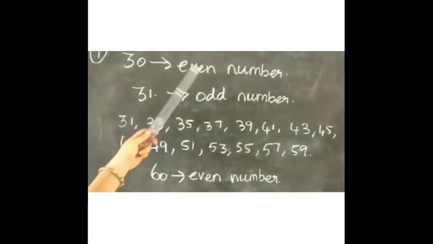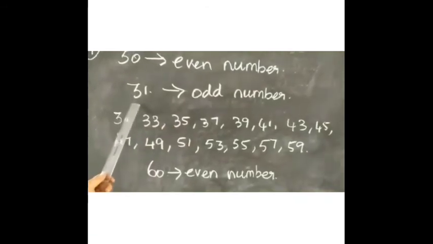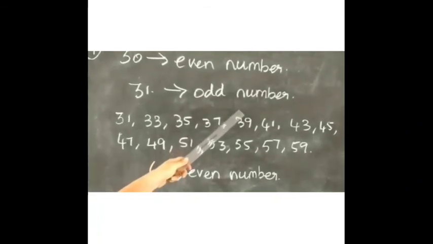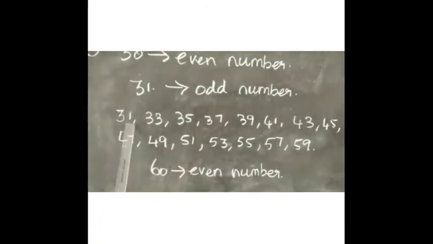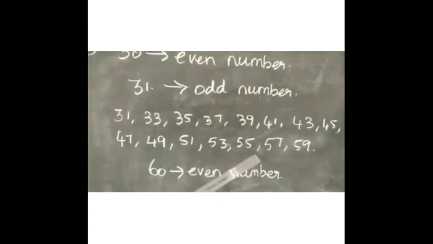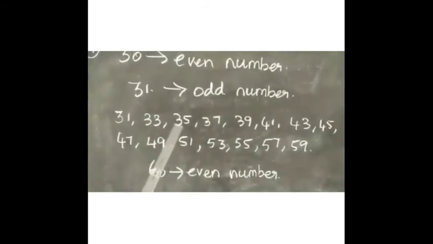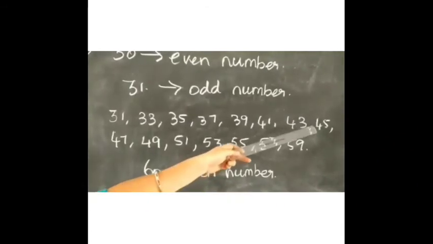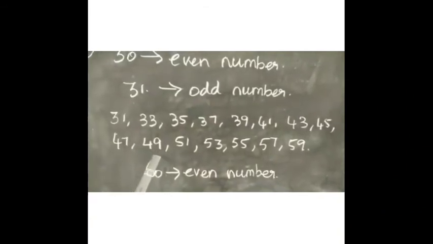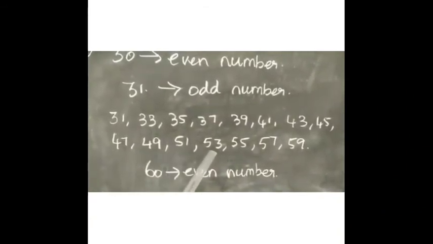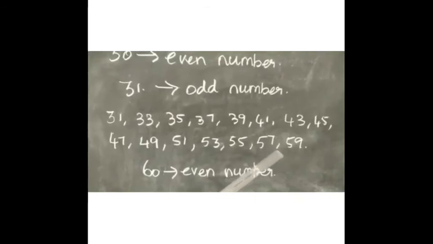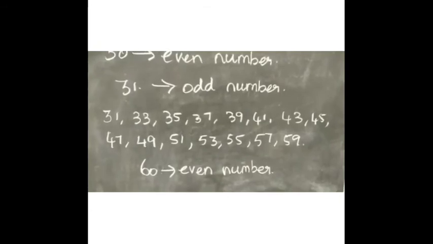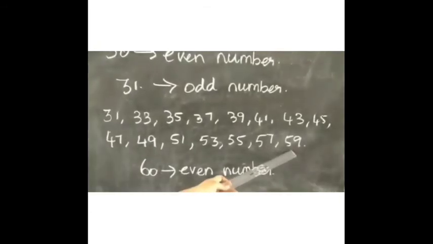30 is an even number. Next number 31. So 31 is an odd number. So we can start from 31 and write the numbers alternatively. 31, 33, 35, 37, 39, 41, 43, 45, 47, 49, 51, 53, 55, 57, 59. So 60 is an even number. So we can stop up to 59.